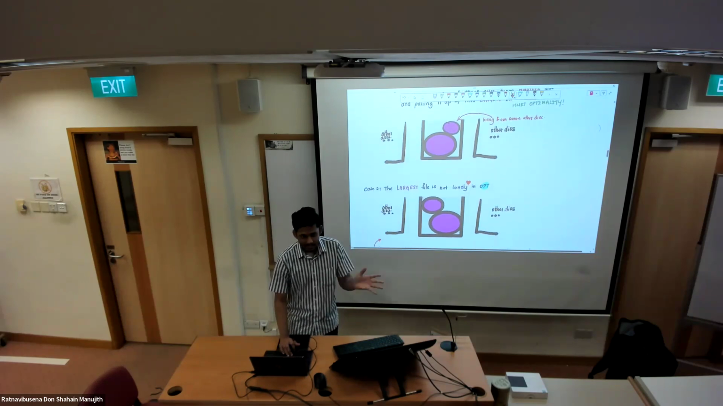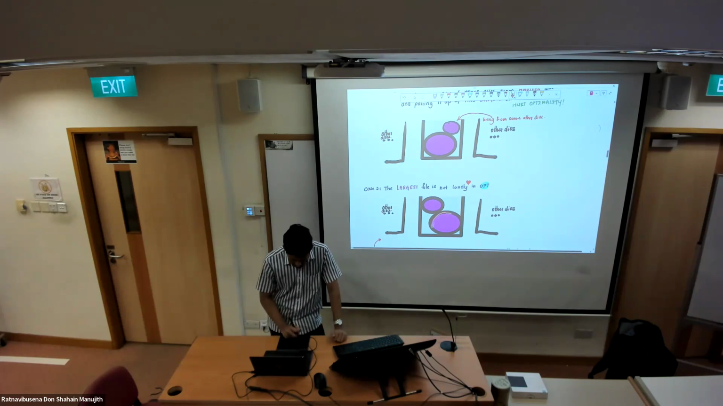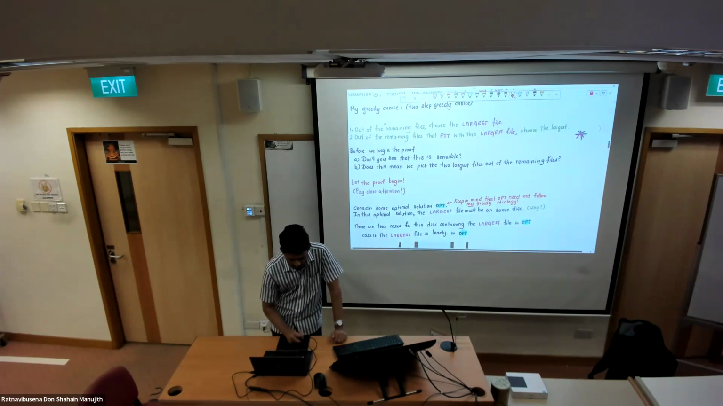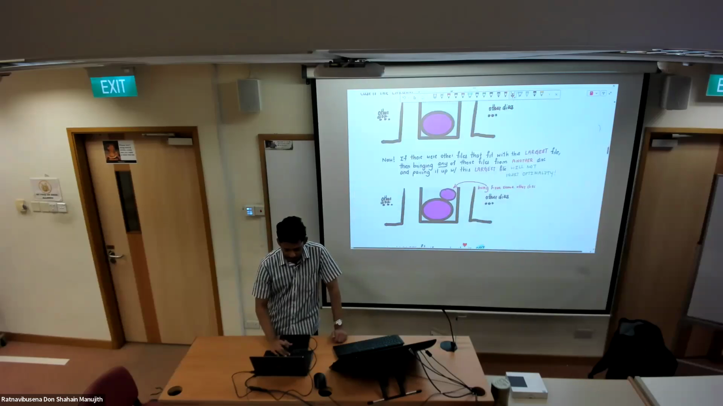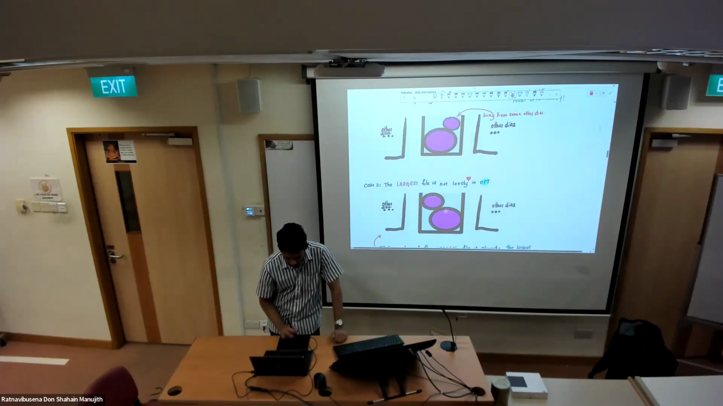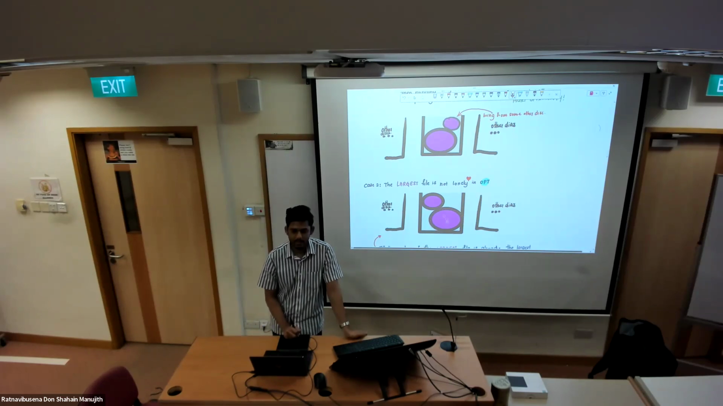Now, of course, the second case is that the largest file is not lonely in OPT. That means you have your largest file, this file in step 1, and even in OPT there is someone paired with this largest file. Now the first case: if this file is the largest among all the files that fit with this file, then it is a greedy step.